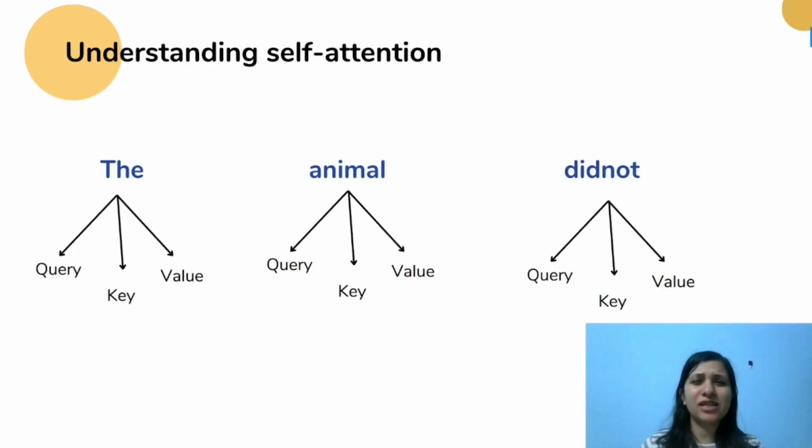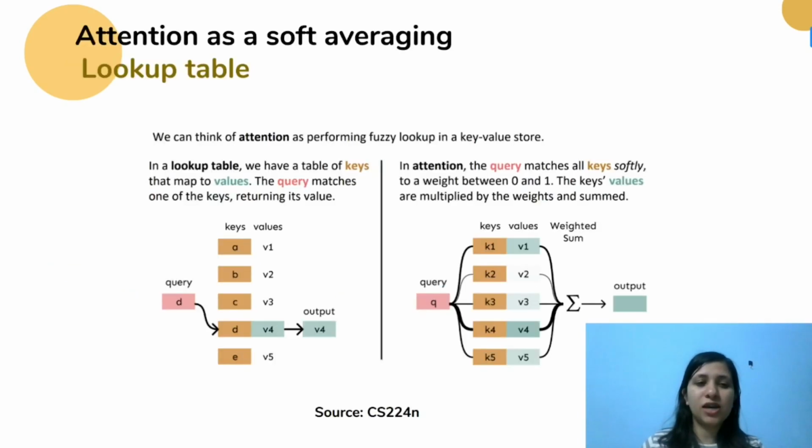So how does self-attention work? Every word is assigned a query, key, and value. The query is the word that wants to attend to all other words. Keys are all other words. In a traditional lookup table, the query is matched with one of the keys to give the value as the output. While in attention, the query is matched with all the keys, but the score is based on the relevance to all the words in the sequence, and the output is computed as the weighted sum.